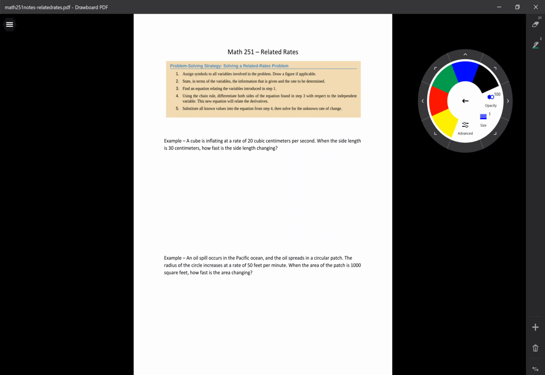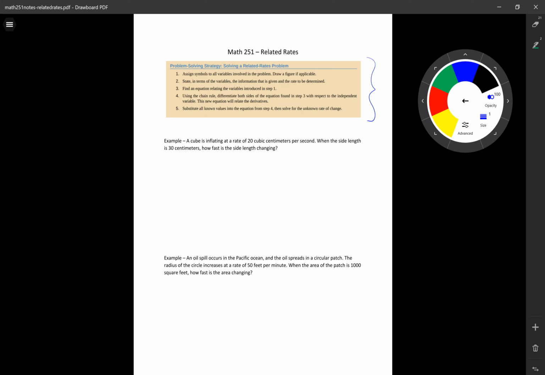The textbook lays out a pretty good step-by-step guide as to how to solve related rates problems. First, we draw a picture and assign symbols to all of the variables that we care about. Then we state the information that is given and the information that is to be determined. So we want to write down what we know and what we want to know. Then we find an equation that relates all of our variables together. After that, we introduce related rates, which are rates that are changing with each other, by differentiating both sides, and often we have to use the chain rule. Finally, we plug in all of our known values and solve for our desired quantity.